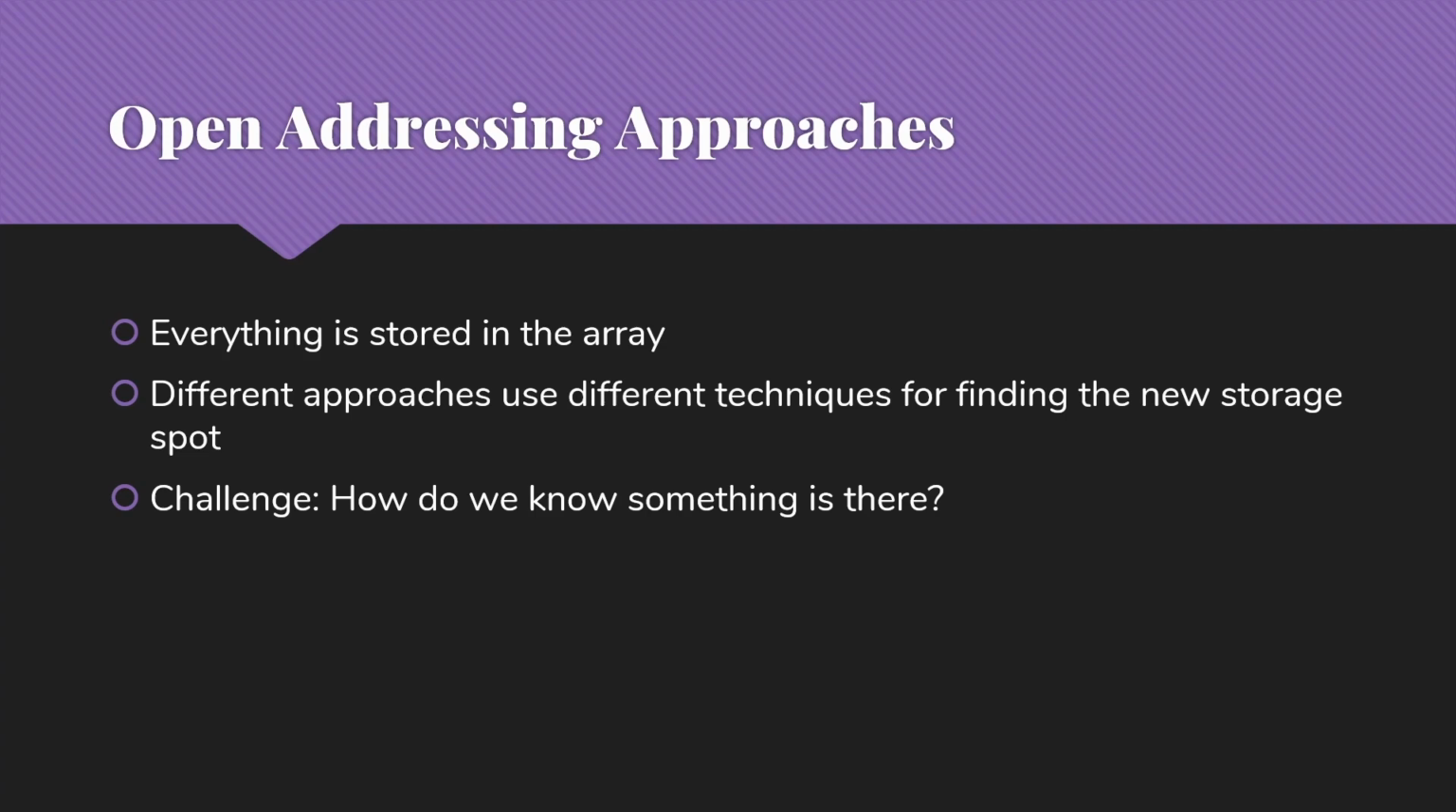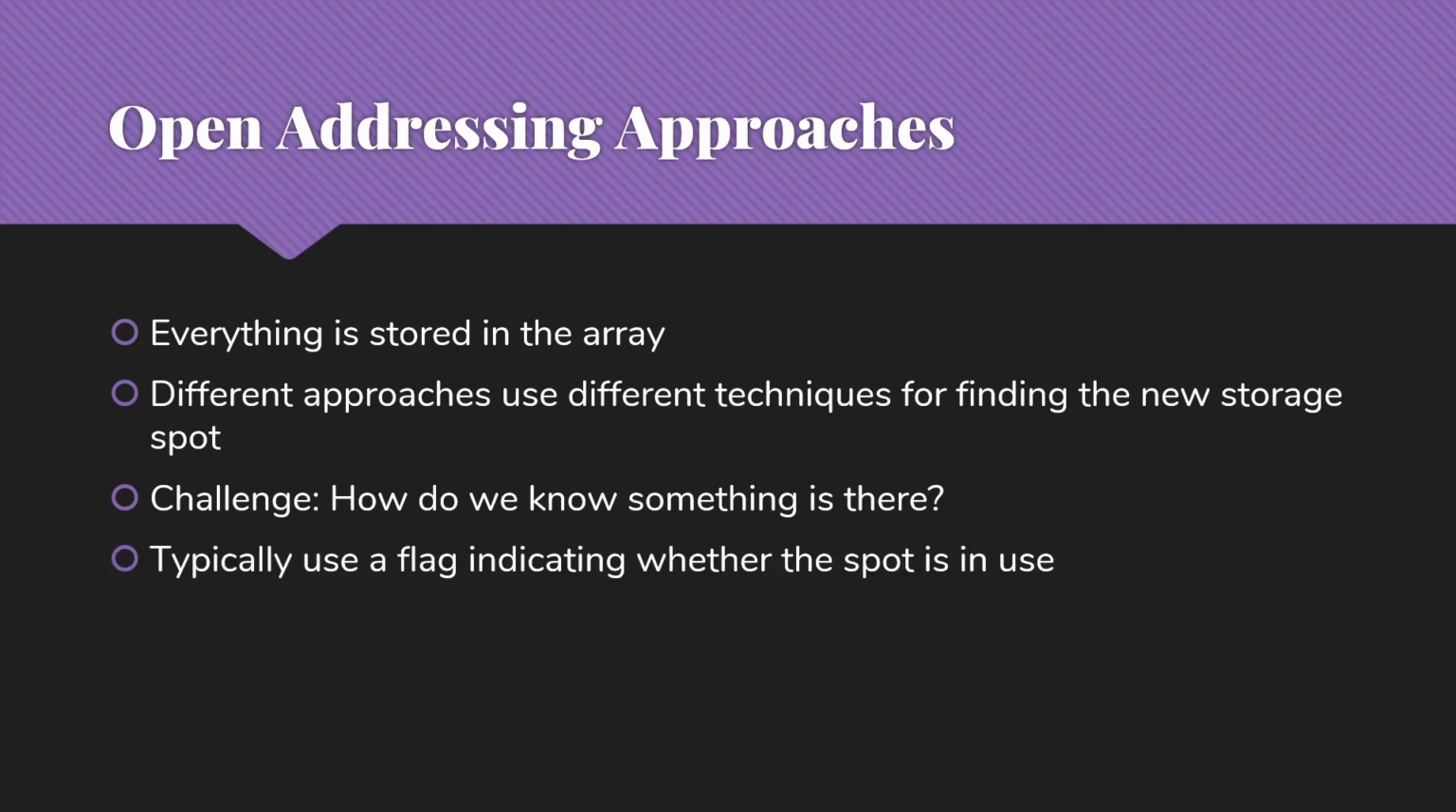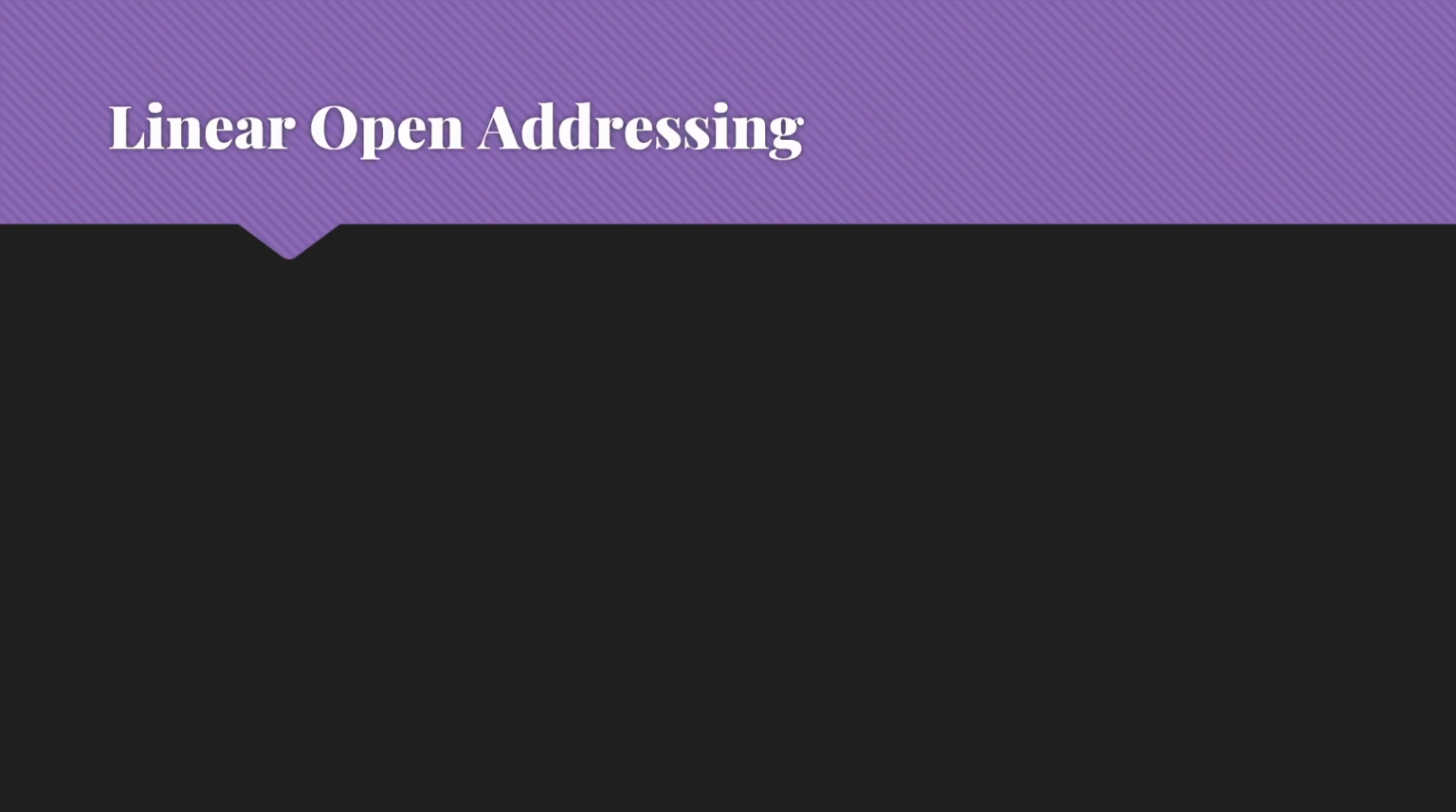With the array, we have a spot at each location. Now, if we're storing something where we're using references or pointers, we can check for null. But in some cases, we're simply storing the thing itself, not a pointer to it. In that case, we'll typically use a flag indicating whether the spot is in use. First, I want to talk about linear open addressing because this is the simplest of these forms. It's also commonly known as linear probing.